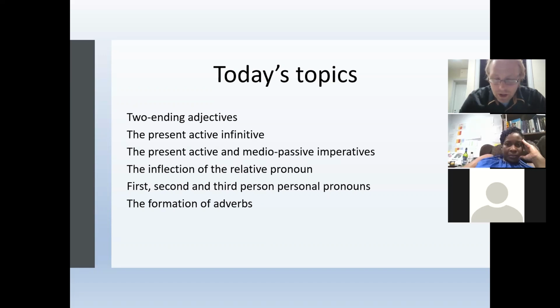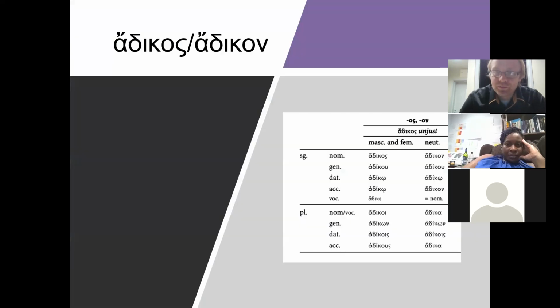Further, we are learning the paradigm for the inflection of the relative pronoun. And this you find on page 96, section 720 in the Cambridge Grammar. We then continue with overviewing the personal pronouns, which you find on page 89, section 7.1 in the Cambridge Grammar. Finally, we are also going to look at adverbs. But let's turn directly to the first topic of the day, which is 2 ending adjectives.